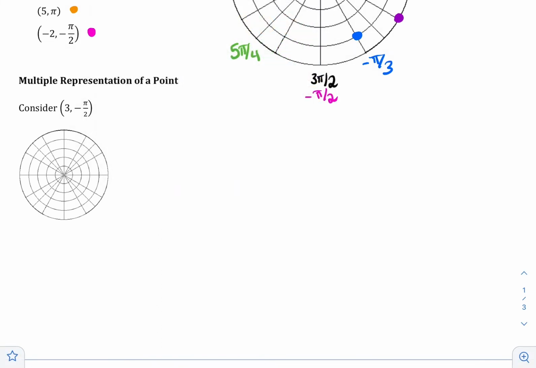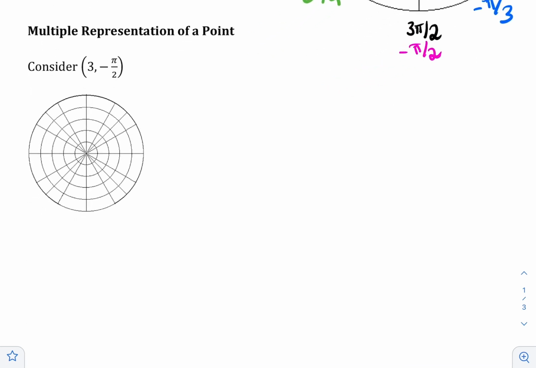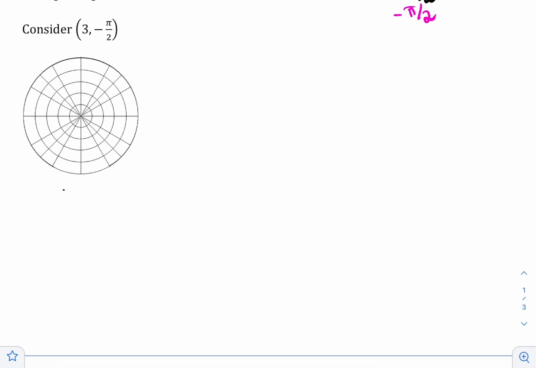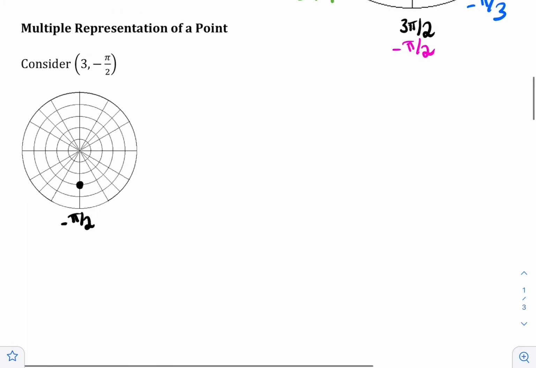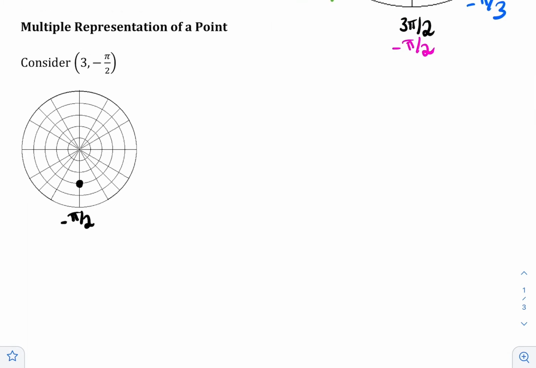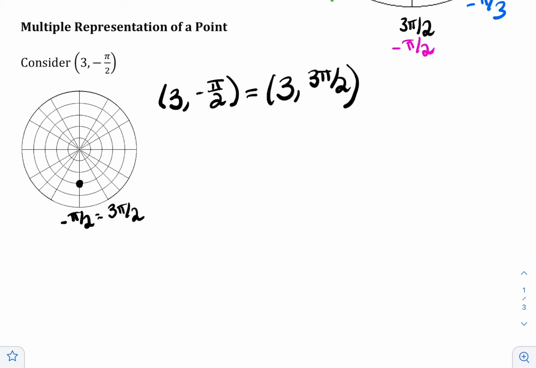And I'm actually going to do this using an example. So I'm going to consider 3 comma negative pi over 2. Now negative pi over 2 is down here. And if r is positive, I go right here. Now, the reason that you have multiple representation of a point is because you can have multiple points that are graphed exactly the same. So for example, because negative pi over 2 is the same thing as 3 pi over 2, 3 comma negative pi over 2 is the exact same point as 3 comma 3 pi over 2. Because again, the angles are the same.